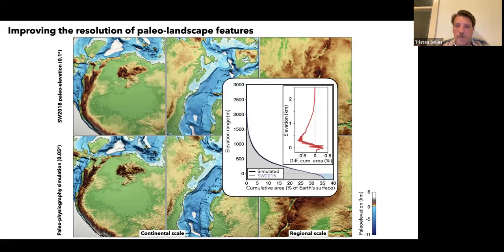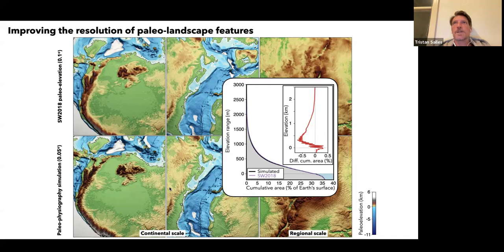So in terms of hypsometric curve, if we compare the two landscapes there, the top one and the bottom one, they've got pretty much the same distribution. What changed is basically the fact that we are integrating in these bottom maps here a bit more complexity in the landscape. But overall, they match each other in terms of distribution of elevation range.